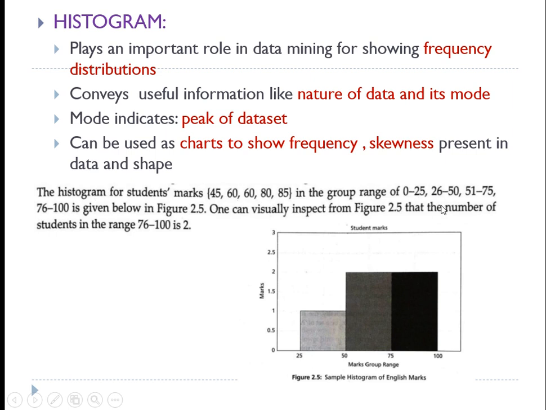Okay, students' marks are in group ranges of 0 to 25, 26 to 50. So what range of marks, right? That's why we have put the range of marks on the x-axis and the count on the y-axis. All the marks in the range of 0 to 25 are here. You can see that there are no students having marks in the range of 0 to 25. For 26 to 50 I have just one student, so that's why you have one here. From 50 to 75 I have two students with the mark 60, that's why you have two here. And from 75 to 100 I have two students in that range.